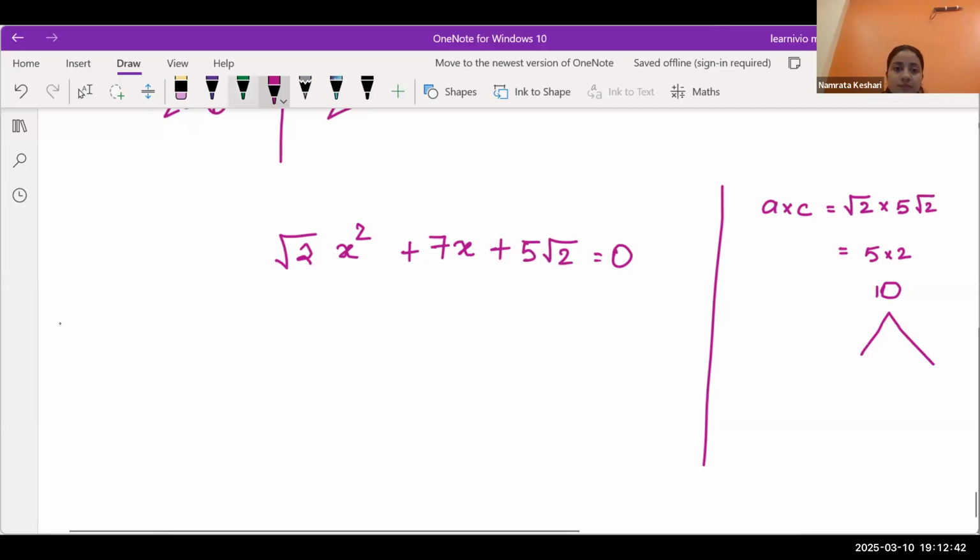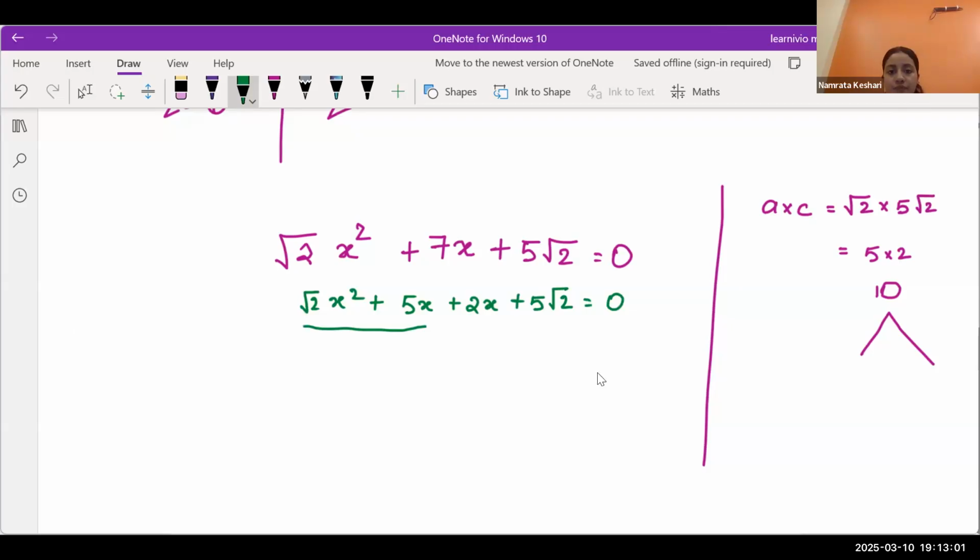Yes, 5 and 2. 5 and 2 can be taken over here. So we will be taking 5x plus 2x over here, and this root 2 will remain as it is, and this plus 5 root 2 will remain as it is. Now what is the common factor which can be taken from the first two terms? X. Just x, and the remaining will be root 2 plus 5. From the next two terms what can be taken out as a common factor?